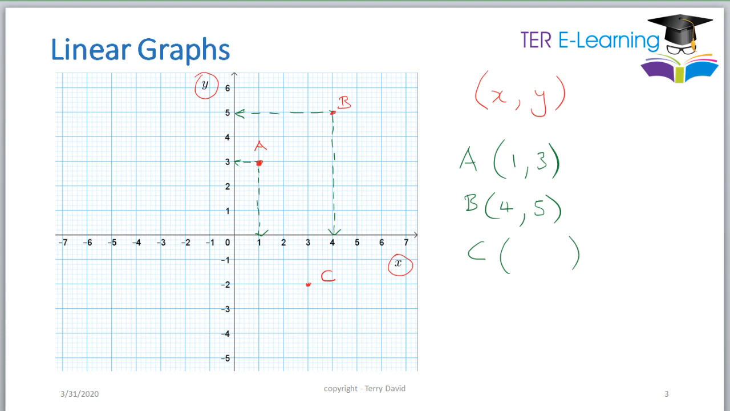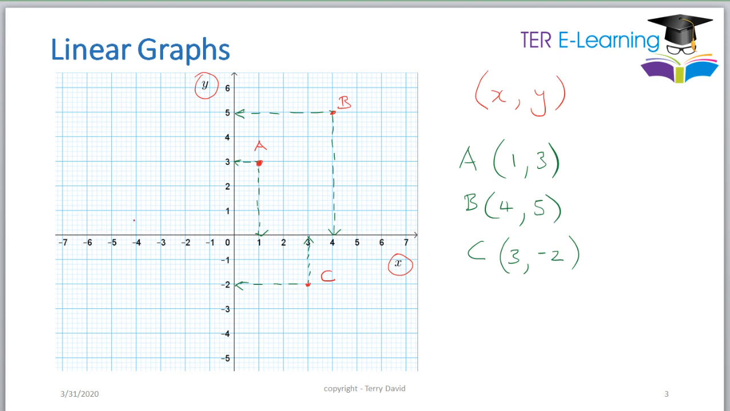So Sharice is saying 3, minus 2. Is that correct? Let's see. So we need to go to my x-axis. That's where we're going up here, right? And we can see that that point is 3. And then we need to go across here to my y-axis, and this point here is minus 2, right? So the coordinates of C is 3, minus 2.